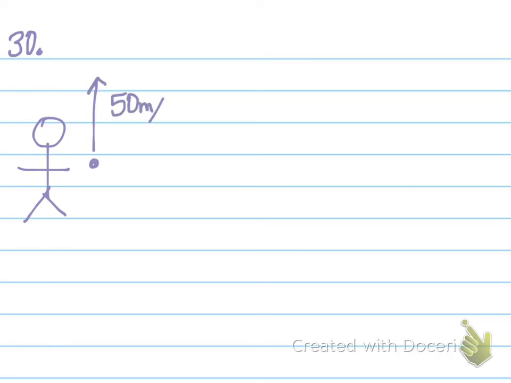The next one you had to answer was question number 30. 30 says a projectile is launched vertically at 50 meters per second. If air resistance can be neglected, at what speed will it return to its initial level? Where in its trajectory will it have minimum speed? So again, I've launched my projectile up vertically with 50 meters per second of speed. I want to know at what speed will it return to its initial level.